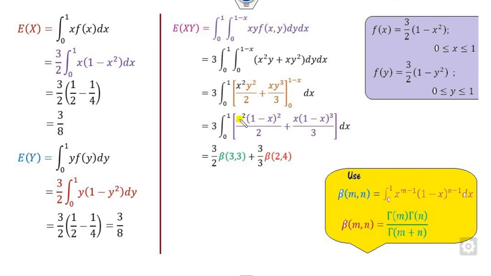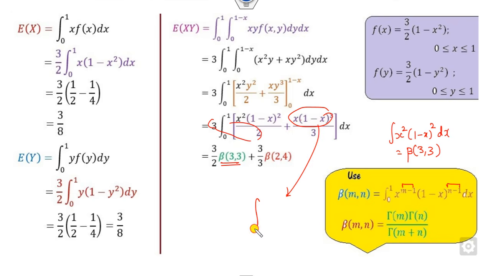So what is the beta function? If you take 3 by 2, the first part, that is x square of this. What is that? If you compare, this is m minus 1 and n minus 1. So what is that? Beta function of 3 comma 3 here. Similarly for this part, what is that? This is nothing but x of 1 minus x cube. Again, this is nothing but beta function of 2 comma 4.